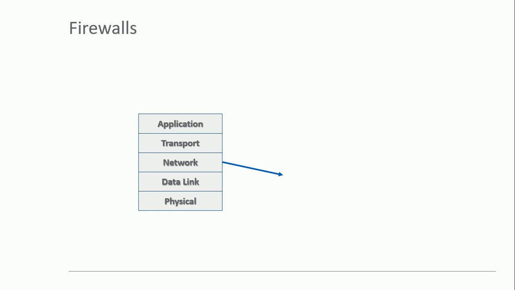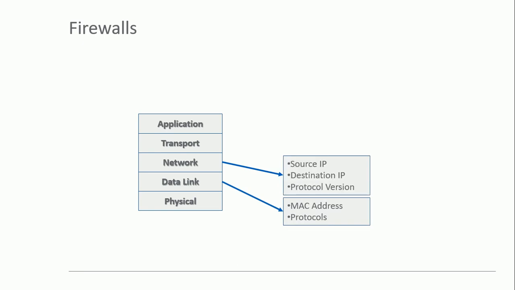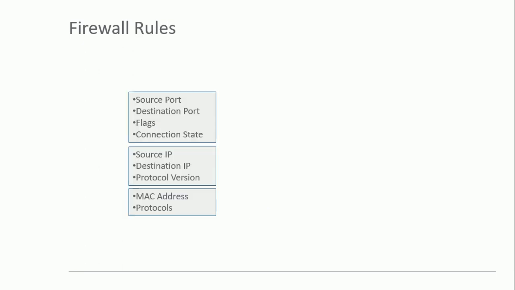I'm going to try to go through some of these slides here, but we talked about transport, network, and data link. At the data link layer, we have MAC addresses and protocols. At the network layer, we have the source IP, destination IP, and the protocol version like IPv4 or v6. At the transport layer, we have a source port, destination port, flags, and connection state, right? All of this information can be used by firewalls for network security.